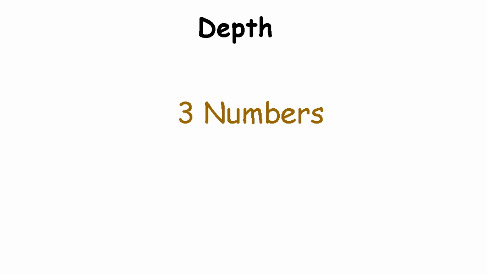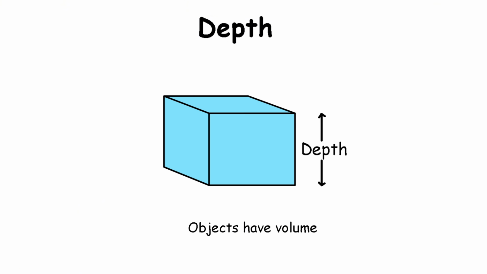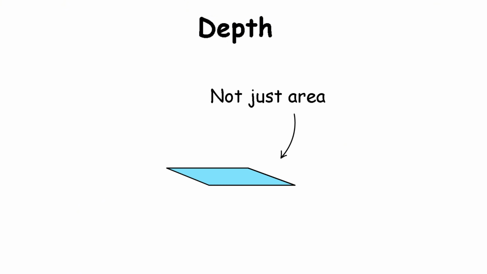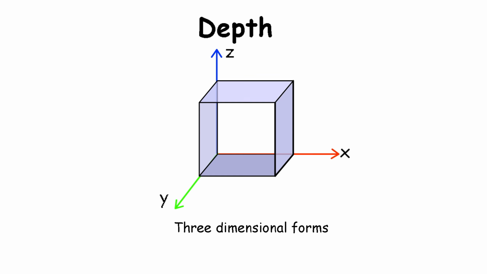Depth. Adding depth gives us the third dimension, the space we live in. Now, you need 3 numbers, x, y, z, to describe any point. Objects have volume, not just area. Cubes, pyramids, and spheres are examples of 3-dimensional forms.